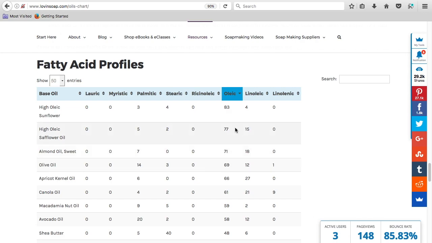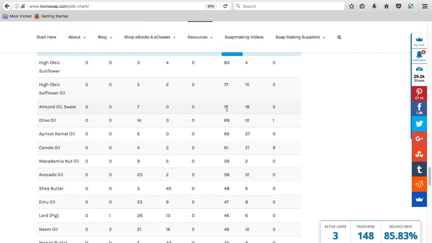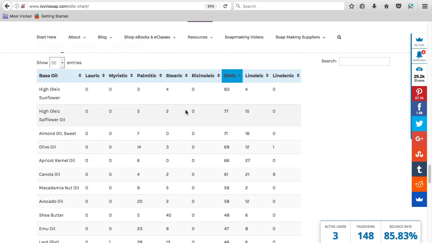And so by sorting it by oleic acid, we're going to bring up everything else that is high in oleic acid, or at least has kind of the same percentage. So looking at this chart, we can find similar oils. High oleic safflower is very similar to it. It has some palmitic acid, some oleic acid, some linoleic. So that would be a great substitution.